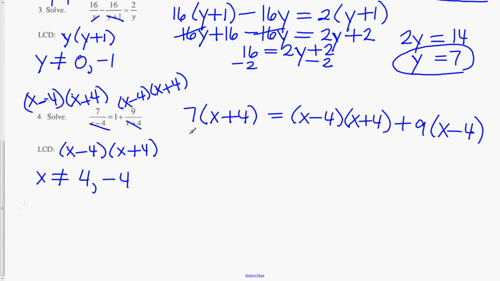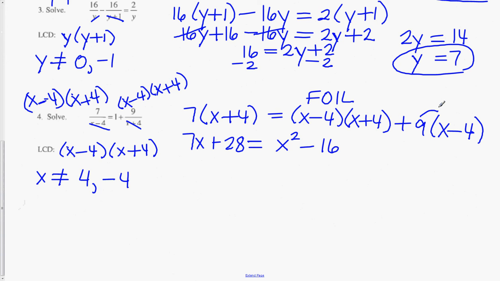That may take some going back and looking at to make sure you understand what I did just then. So let's clear our parentheses. 7x plus 28 on the left side. Now on this one, I'm going to need to FOIL. And these are conjugates of each other. So when you FOIL it out, you should get an x squared minus 16.